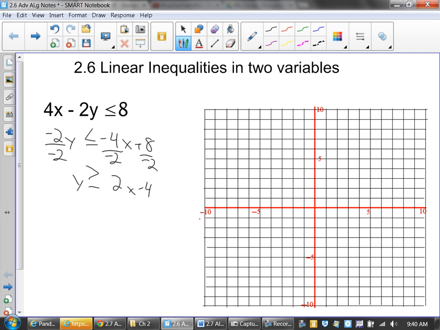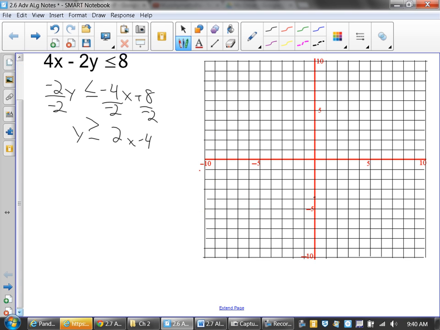So now I go ahead and plot. I start at negative 4, and I walk my slope of 2. And now comes the fun part. Is this a solid or a dotted line? Remember that? This is a solid line, and why is it solid? Because it's less than or equal to.